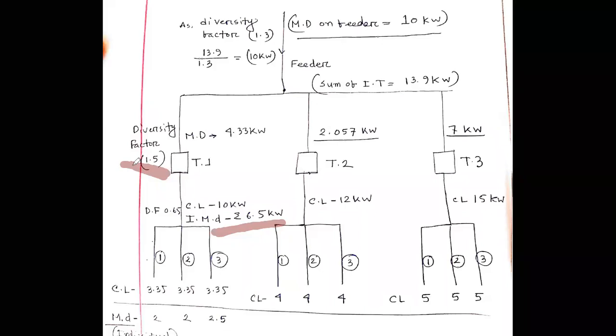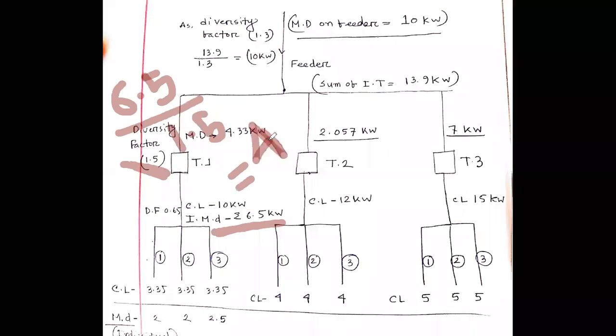So the maximum demand on that transformer will not be 6.5. Sir, what will it be? We all know the diversity factor. If we divide 6.5 by the diversity factor 1.5, we get the maximum demand available on transformer 1, which is basically 4.33. I think you understand. 4.33 is the maximum demand on transformer 1.